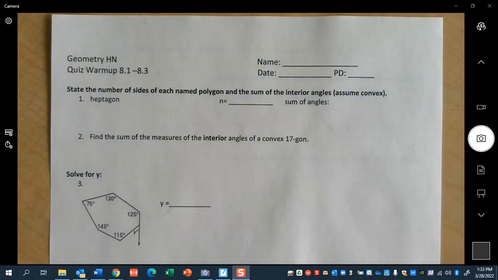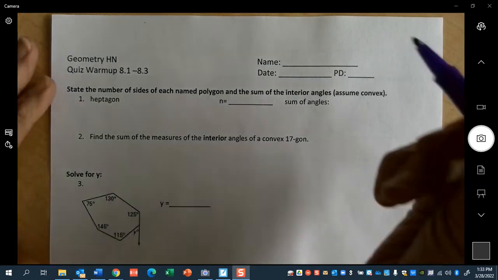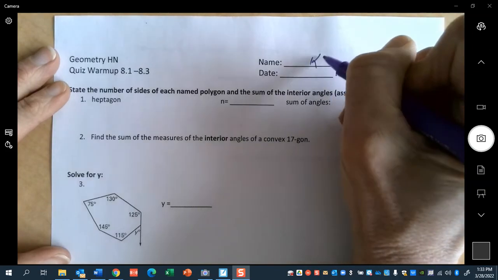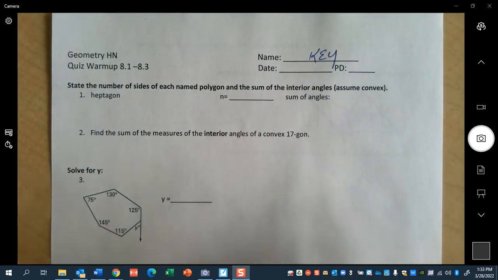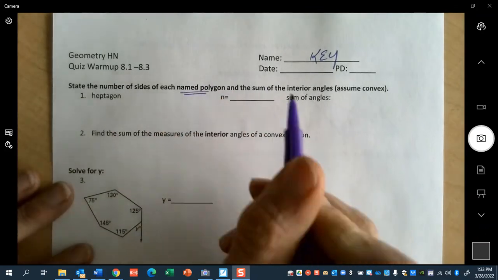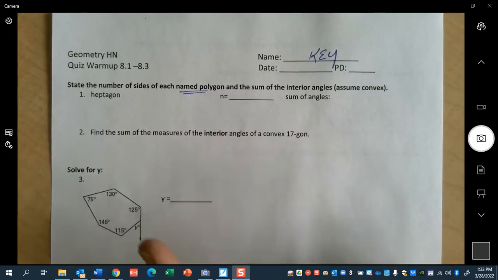So come on back to the front of the warm-up and we'll get to the stuff at the end in a minute. I want everybody on the same page, so flip your papers back over to the front. Let's go ahead and quickly go through some of this initial stuff. If I'm talking about the number of sides of each named polygon, we talked about all the different prefixes that tell us how many sides there are.